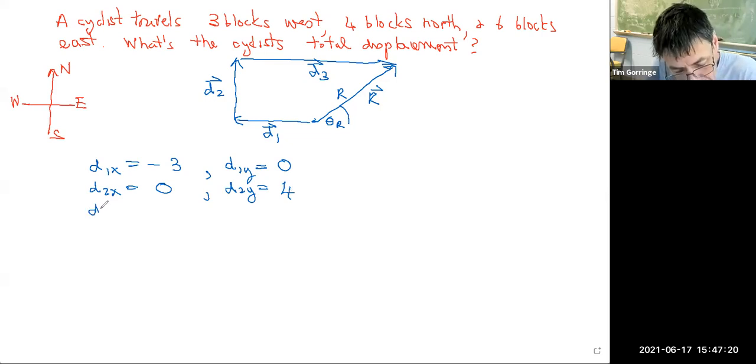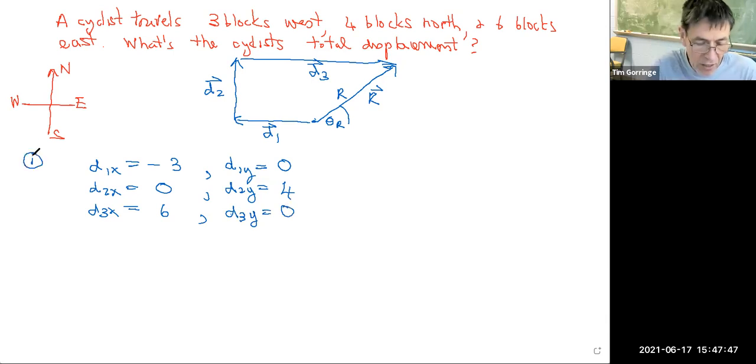And then finally, the same thing, we're getting the hang of this now, for the third vector, d3x, well, the travel for the third stage of the trip was 6 blocks east, so that's positive 6 blocks in the positive x direction, and there was no motion in the vertical direction, so d3y equals 0. And I really think of that as stage 1, step 1 of our calculation.